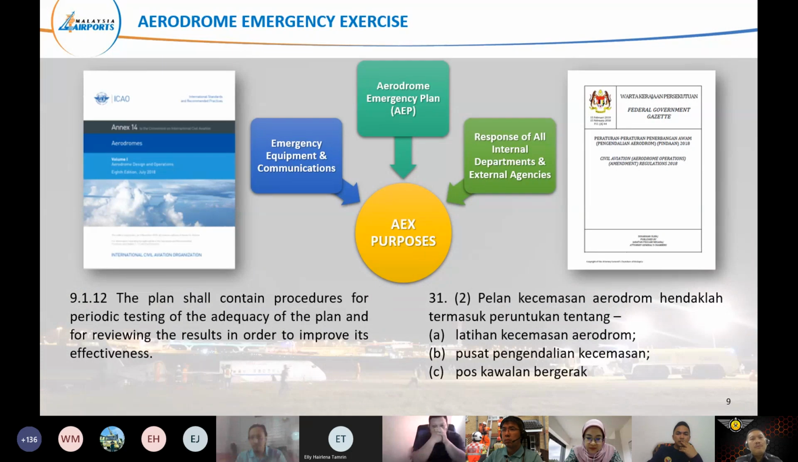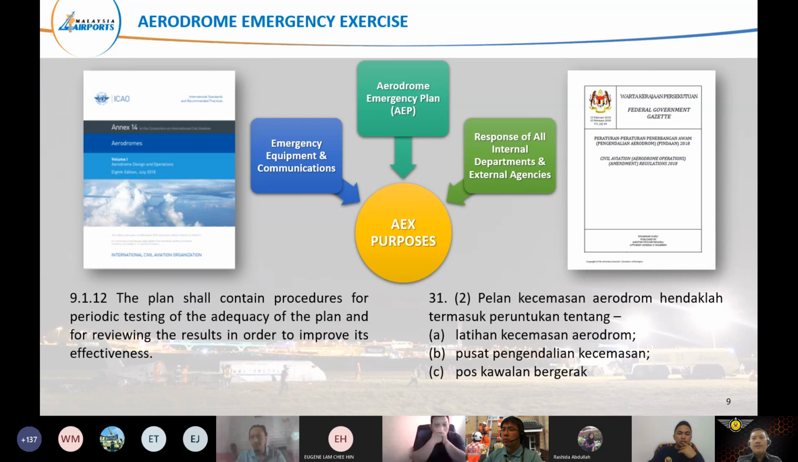In terms of aerodrome emergency exercise, it is also mentioned in Annex 14, 9.1.12, the plan. The plan is referring to the aerodrome emergency plan. The plan shall contain procedures for periodic testing of the adequacy of the plan and for reviewing the results in order to improve its effectiveness.